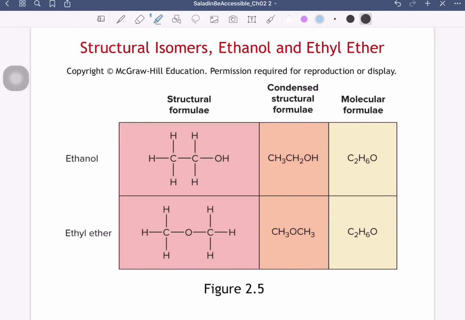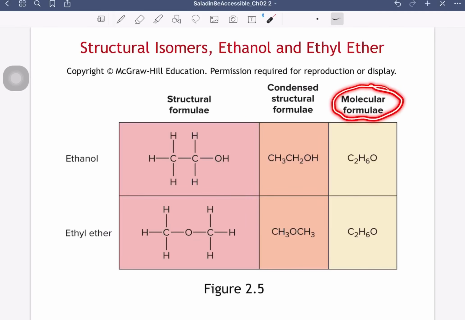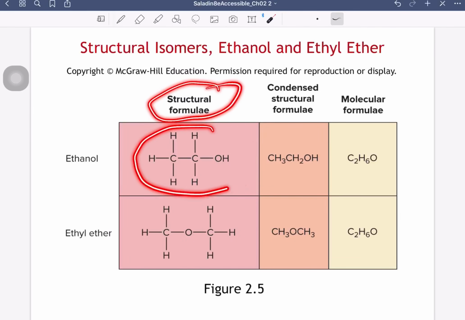So let's have a look. Here's a good little summary. We're going to look at ethanol and ethyl ether, very different molecules. If I start here at the end and look at the molecular formula, this one has 2 carbons, 6 hydrogens, 1 oxygen. This one has 2 carbons, 6 hydrogens, 1 oxygen. If you just look at the molecular formula, you think, hey, they're the same, they do the same thing. No, because remember, it's not about what atoms you have. It's also about how they're arranged. And if we look at the structural formula, we can see that they look quite different between the two.